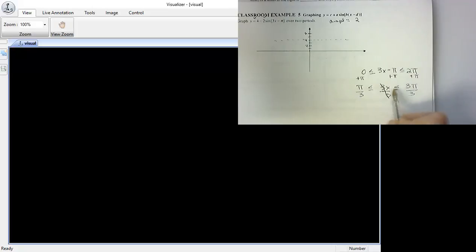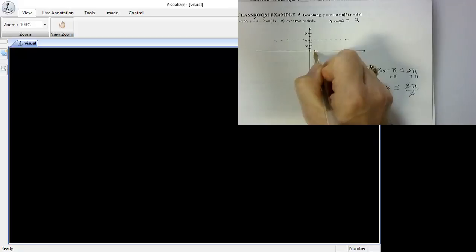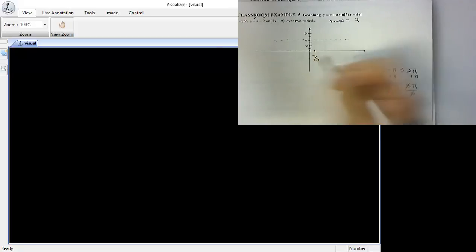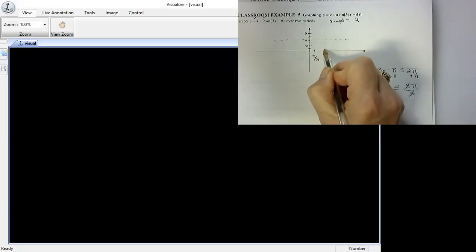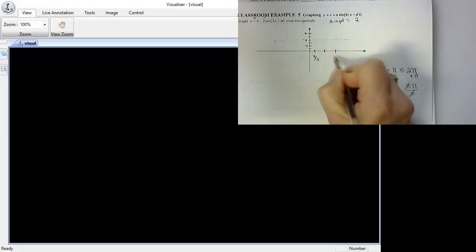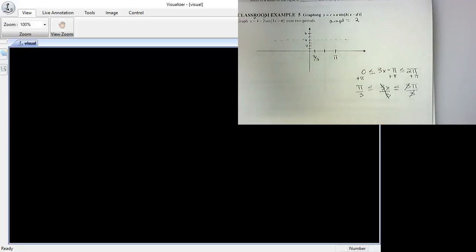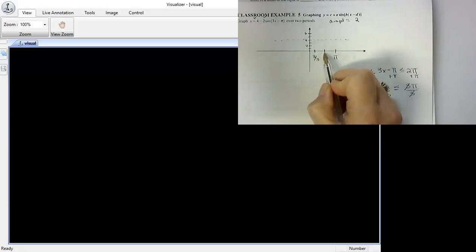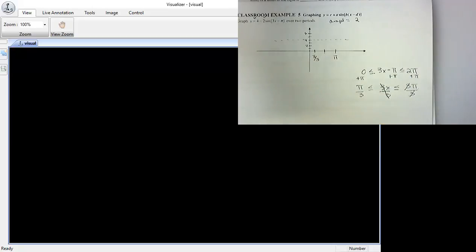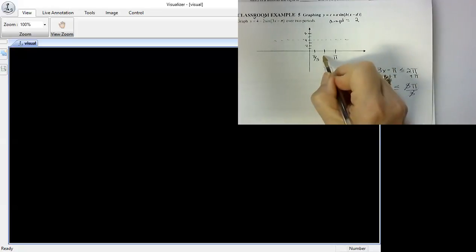So here's what I know. My period will start at pi over 3, and it will complete at pi, correct? Okay, so I know pi over 3 is going to be my starting point. So here's where 2 pi, 3 pi over 3, which is just pi, right? So I've got 1 pi over 3, 2 pi over 3, 3 pi over 3. And I need how many points to be able to get this graph? I need 5. I can see where the middle point is. This is going to be what?